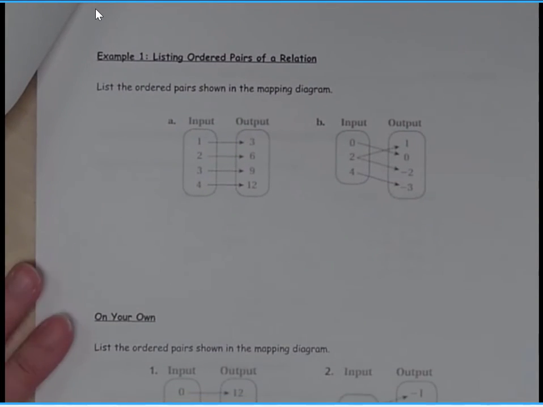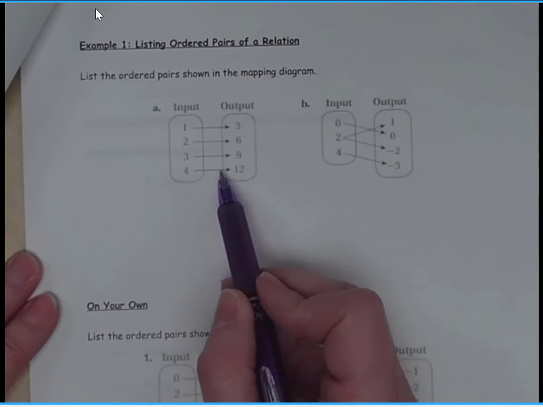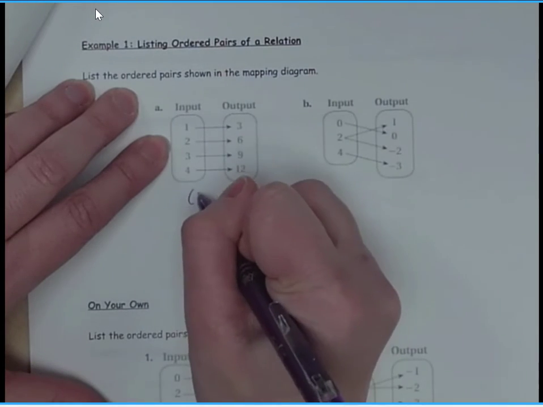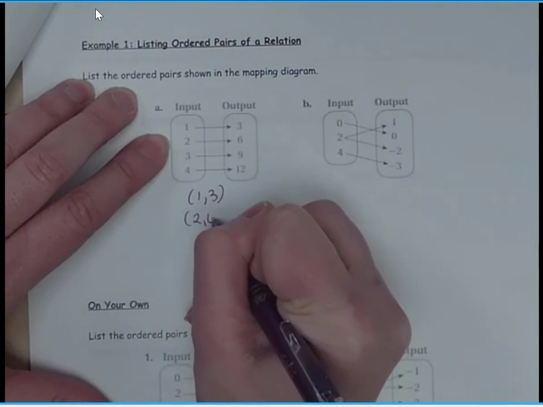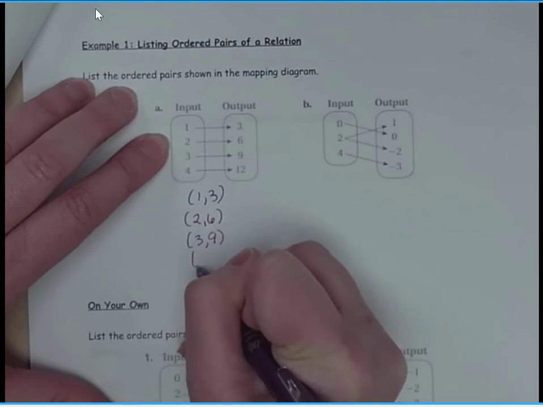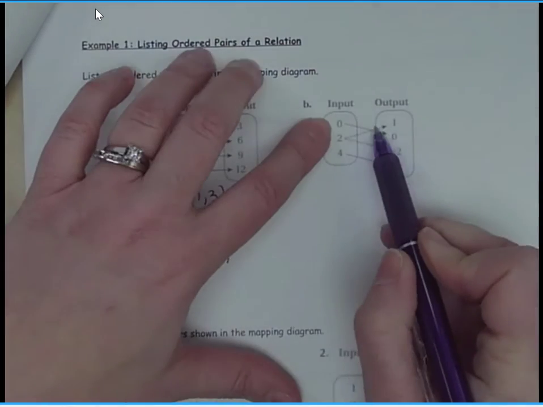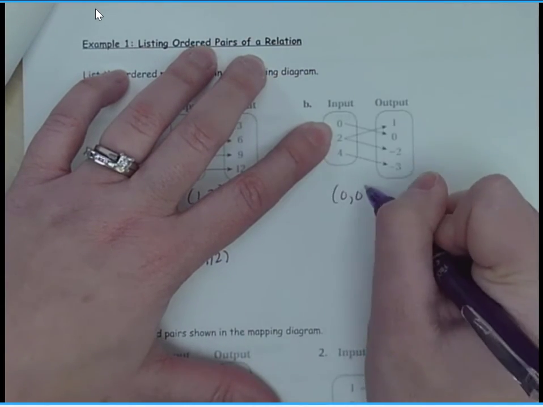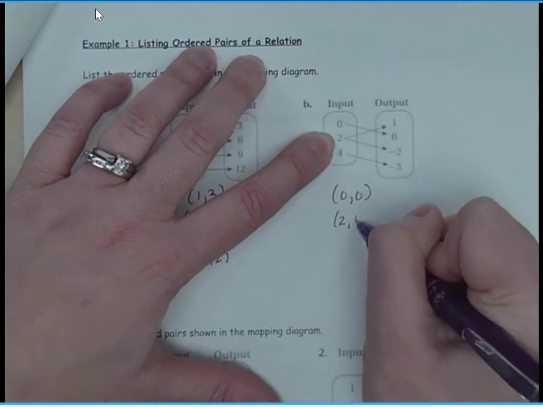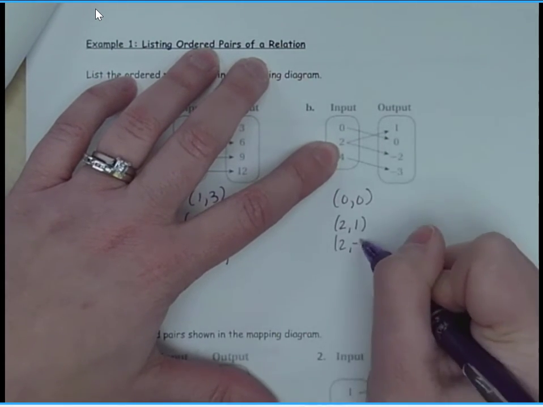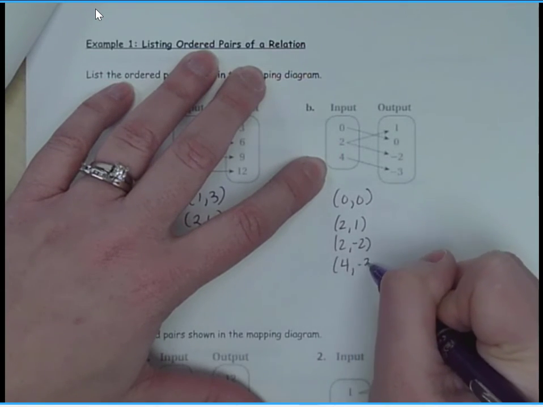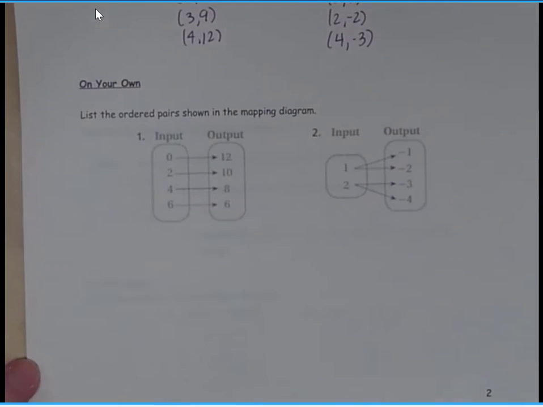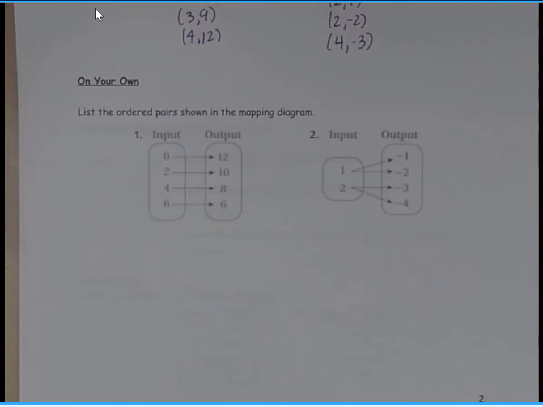So looking at example 1 here, how can I use this mapping diagram to write in ordered pairs? Well, I'm just going to follow these arrows. So I have 1, 3, 2, 6, 3, 9, 4, 12. Here it's not quite as neat, but I'm just going to follow those arrows. So I have 0, 0, 2, 1, 2, -2, and 4, -3. All right, on your own, go ahead and do 1 and 2. Hit pause, come back when you're done.